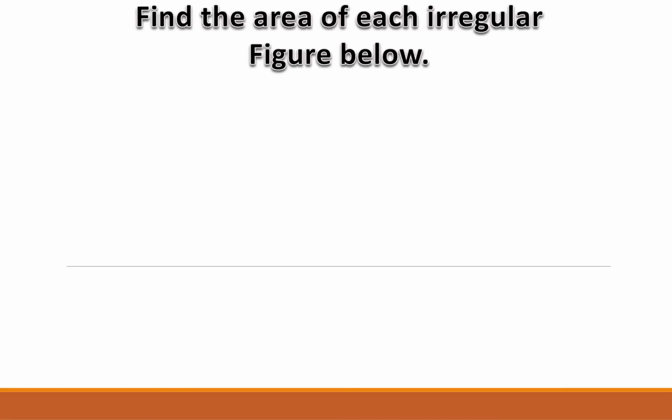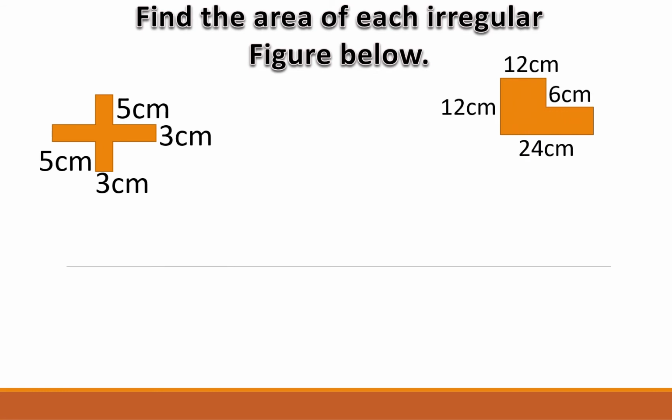Okay, let us find the area of each irregular figure below. So we have a tiny cross here in the first figure, while the second figure is like an L. The width is equal to 12 centimeter and the length is 24 centimeter. So we have the first figure first. So how do I cut this one? I will cut the first figure vertically.